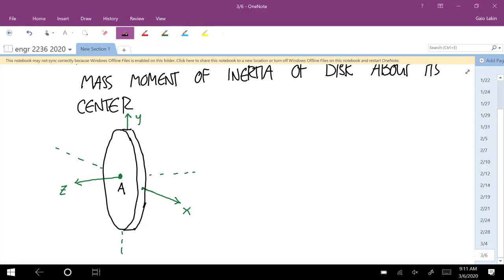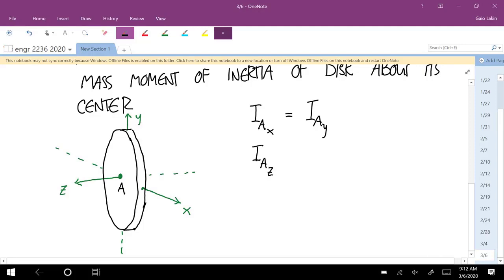Notice that because of the symmetry of this disk, the moments of inertia about two of those axes are the exact same thing. Can you see which those are? So the moment of inertia about A rotating around the x-axis is the same as the y. Yep. But the mass moment about z is different.